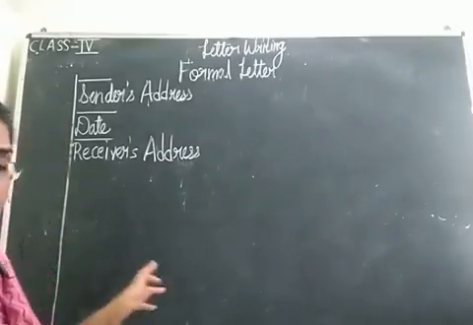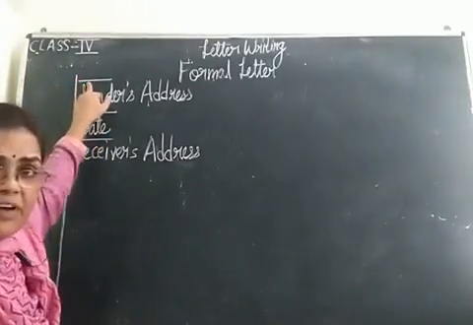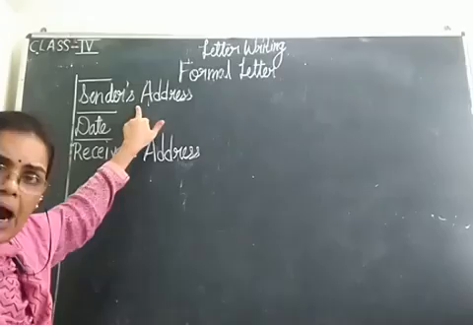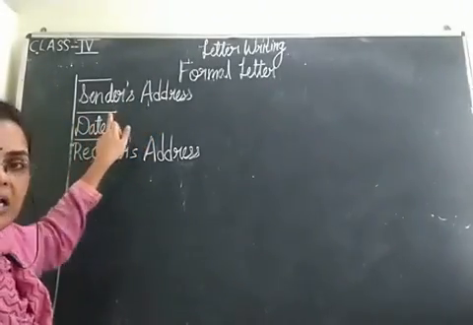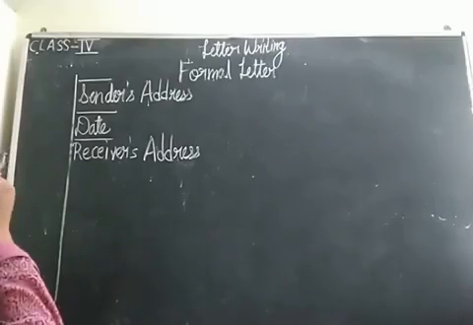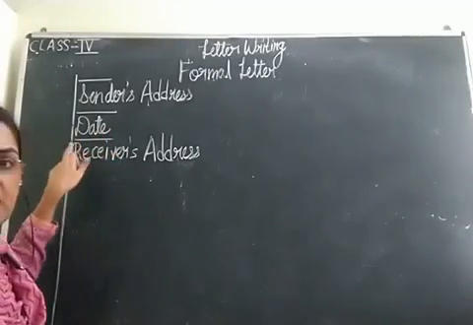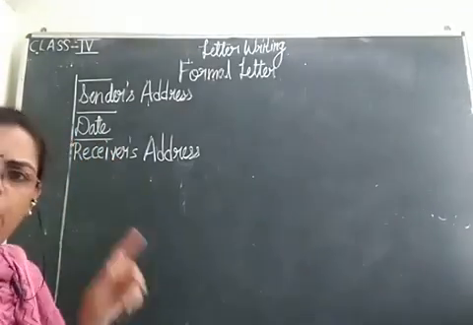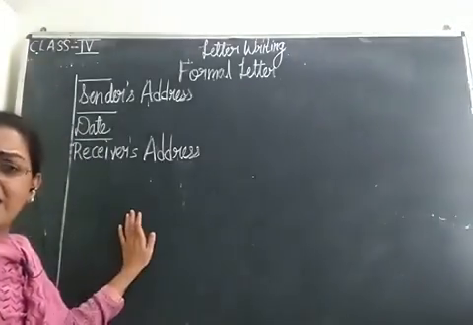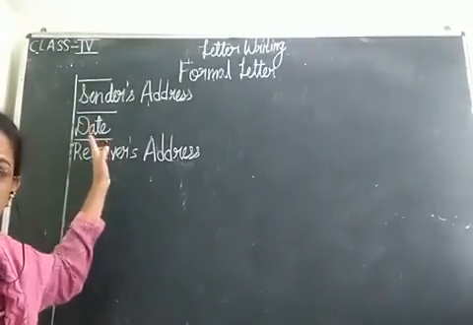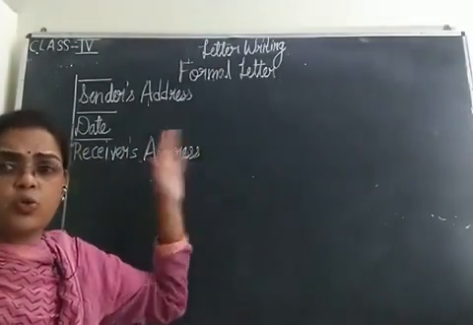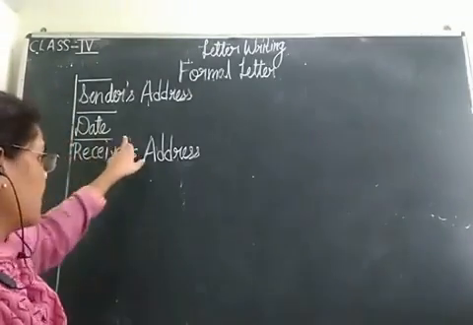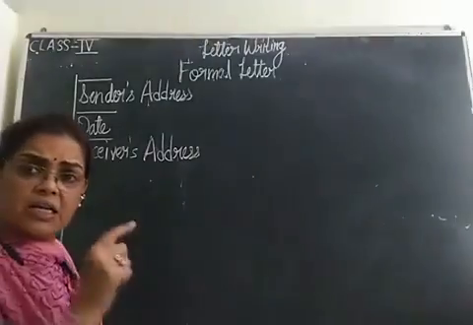Fine. So first, leave one line after the heading. Then what you have to write? The sender's address. After writing the sender's address, again leave one line. Then you will be writing the date. After writing the date, again leave one line. And remember children, when you write the date, please do not write DATE. Date means, suppose today's date is August 8th, 2020. The month, the date, then the year. Then leave one line. Then you need to write the receiver's address.